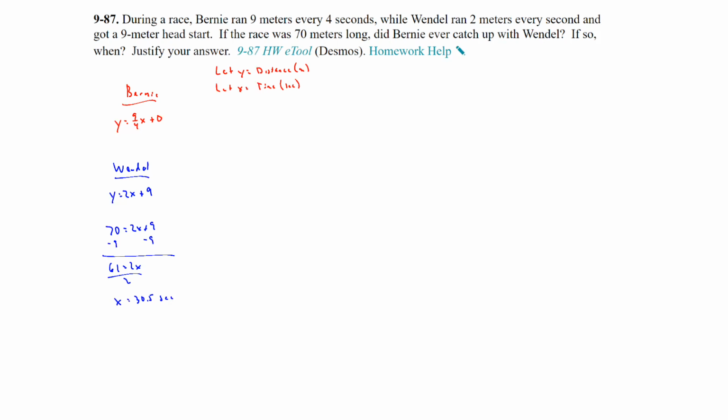Whereas Bernie, we have 70 is equal to 9/4 x plus 0. The plus 0 is not going to matter there, so let's get rid of that. We'll multiply both sides by 4, and that'll be 280 is equal to 9x. Divide both sides by 9, and we get a value of x equaling 31.1 repeating, so that would be 31 and 1/9 seconds. So Wendell got the head start, finished in 30.5 seconds, and Bernie finished in approximately 31 and 1/9 seconds.